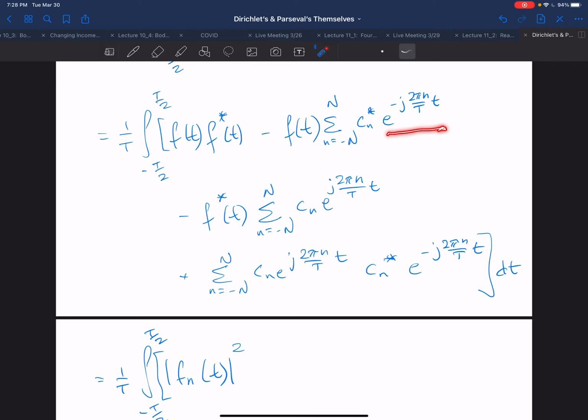That's really just going to give us the complement of c sub n. And then we'll be multiplying it by c sub n star. So in fact, what we're going to get here is just the sum of the squares of the moduli of the c sub n's. Let's write them as separate integrals now. So the first integral will just give us the average power in f of t.